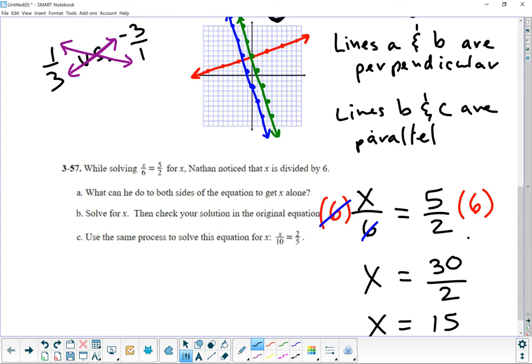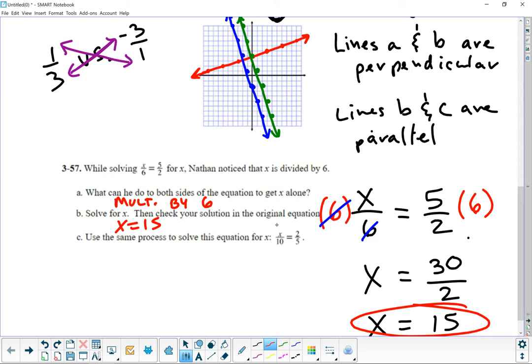So what can he do to both sides of the equation to get x alone? First thing you can do is multiply by 6. Okay. Solve for x, which we did. X equals 15.